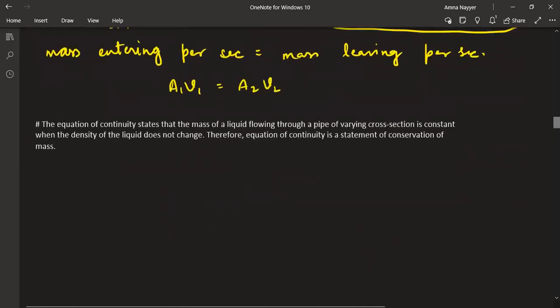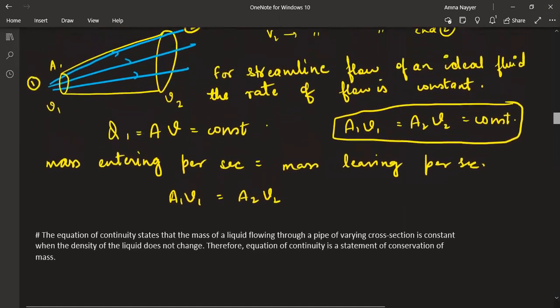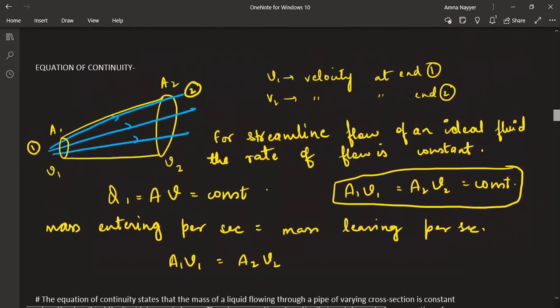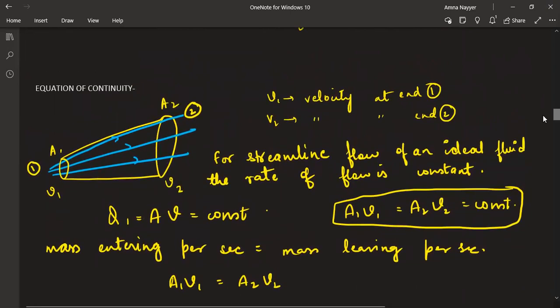The equation of continuity states that the mass of a liquid flowing through a pipe of varying cross section is constant when the density of the liquid does not change. Therefore, the equation of continuity is a statement of conservation of mass. Mass is getting conserved, and only then do we have these values. So A1 V1 is equal to A2 V2 will be used, especially in Bernoulli. So note it down first.